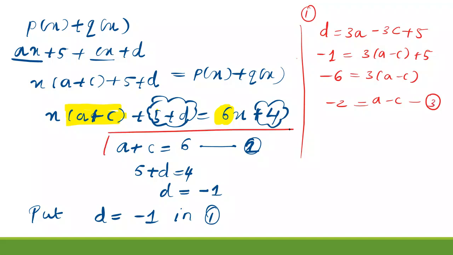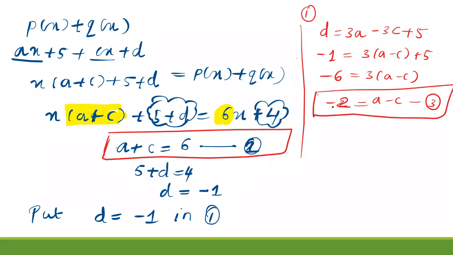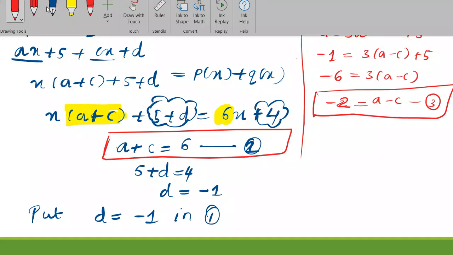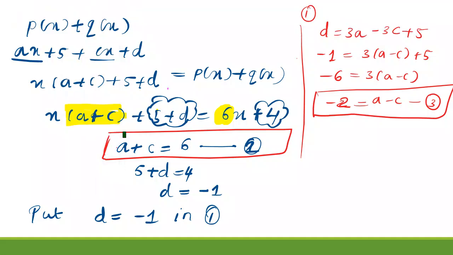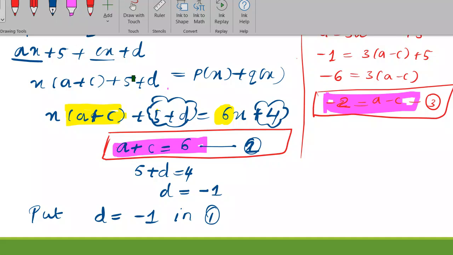Why? Because here you get one equation in terms of a plus c, and here also you got an equation in terms of a minus c. A and c, that is enough. If you got two equations in a and c, we can solve them and find the values of a and c, right? If we can find a and c, then we can easily find the polynomial. D is already given, and if we find a and c, we can find the polynomial actually, right? So we will first of all solve for a and c.